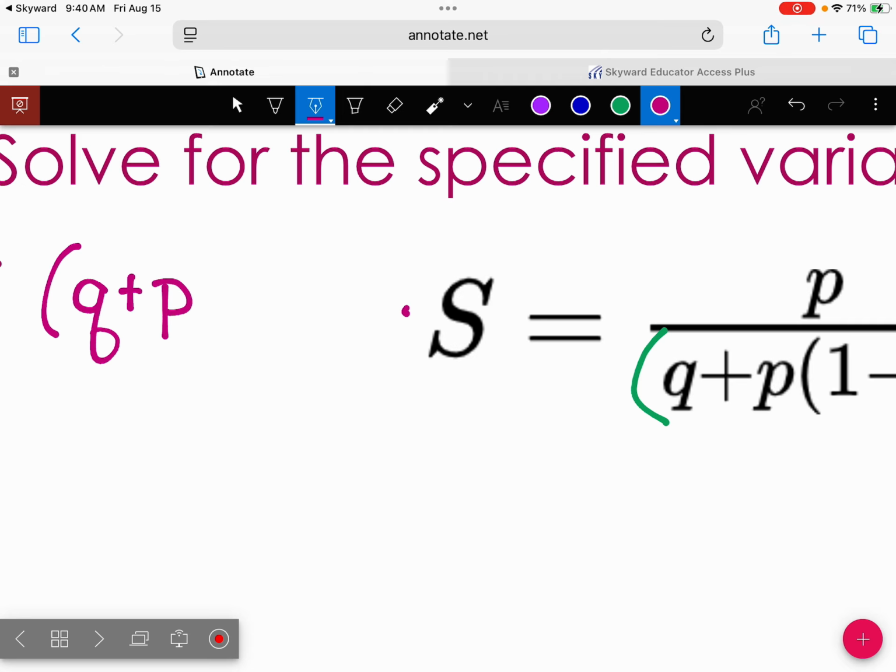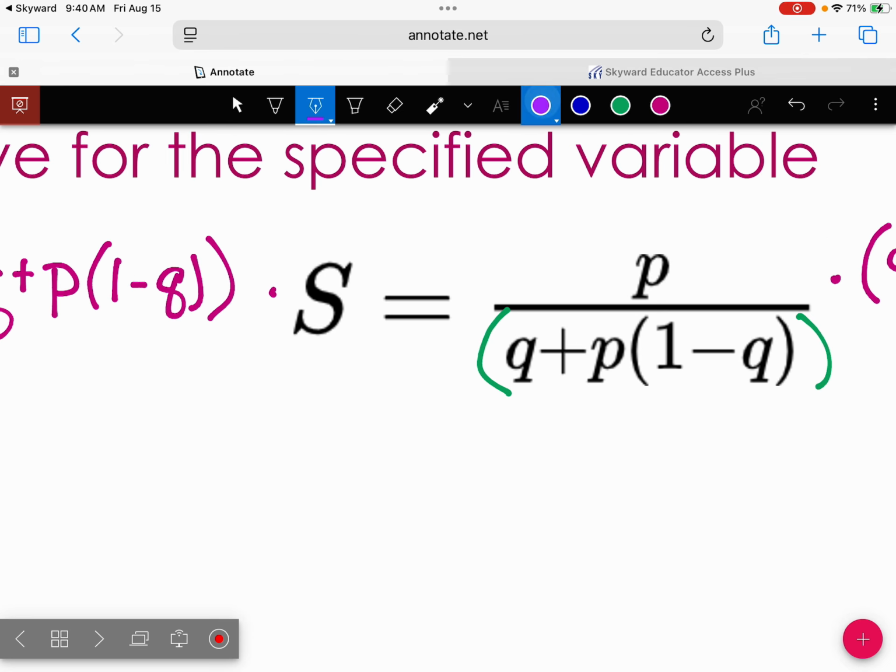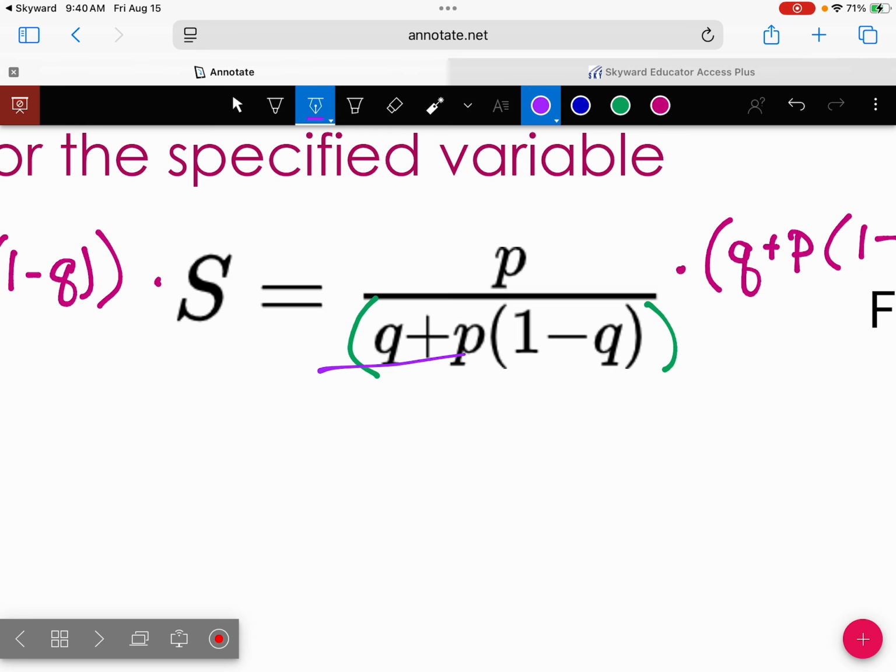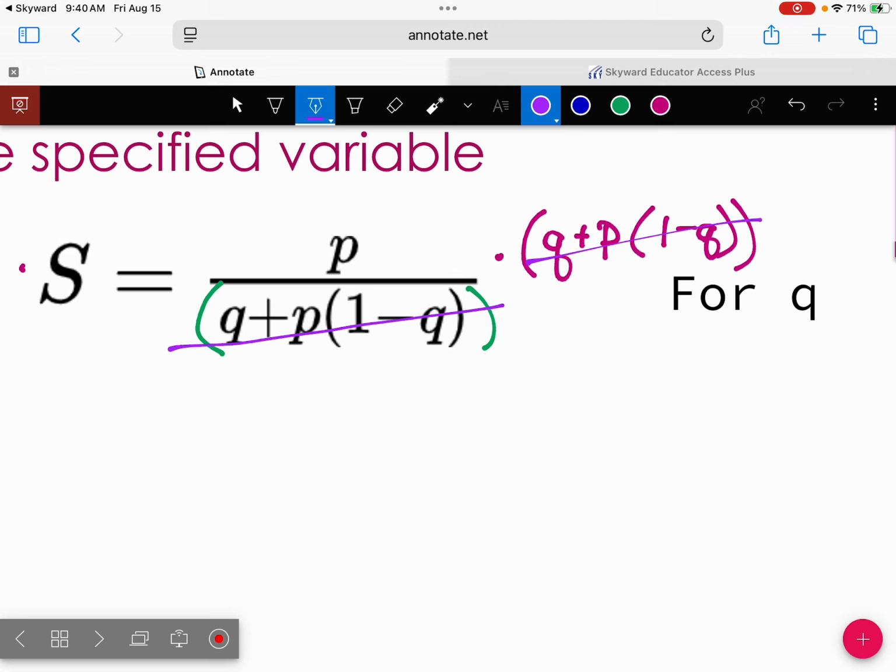Just being clear. So I'm multiplying both sides by that entire denominator. And I know it's gross. That's okay. This guy and that guy go away entirely. Huzzah.